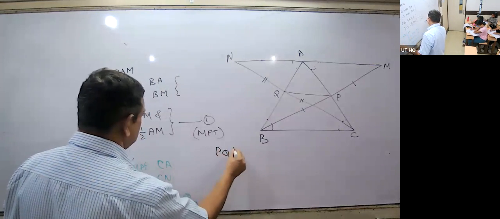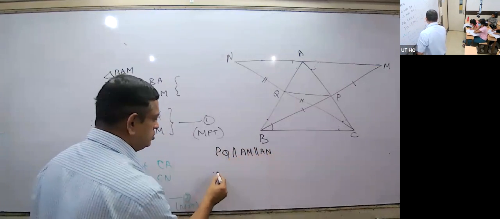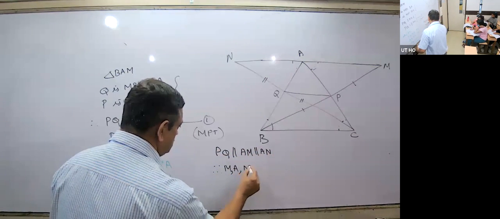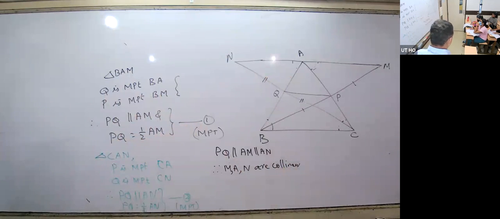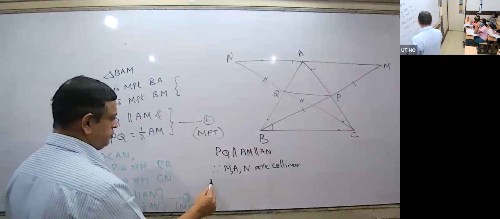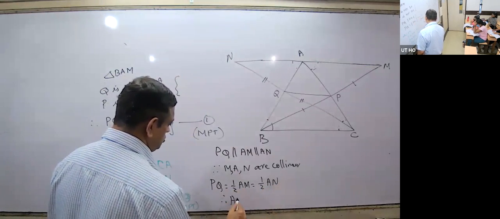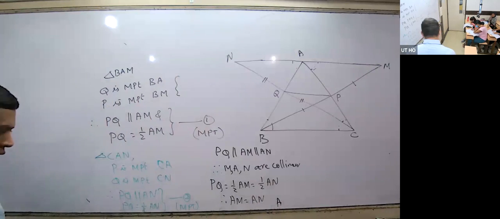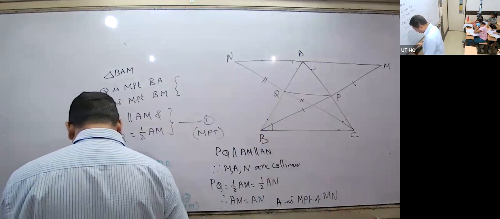PQ is parallel to AM and parallel to AN. Therefore, M, A, N are collinear, isn't it? AM and AN are parallel to each other, and they are on the same line because of the common point A. Again, from 1 and 2, PQ is equal to half AM is equal to half AN. Therefore, AM is equal to AN. Hence, A is the midpoint of MN. Followed? Yes. Easy? Yes.